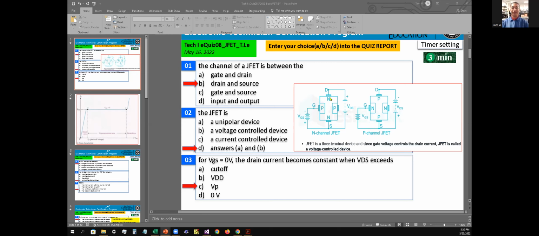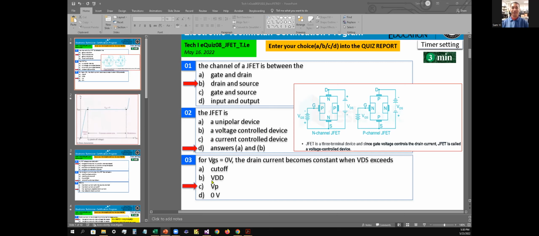So this is representing a unipolar. They call it unipolar, N to N or P to P. So it's a unipolar as well as a voltage controlling device because you control it by VG. So the answer is actually D, all the answers, A and B. Okay, so that's number two. The answer is D.